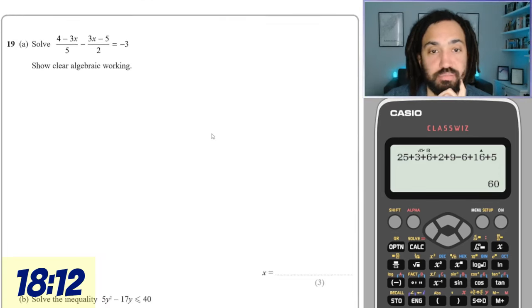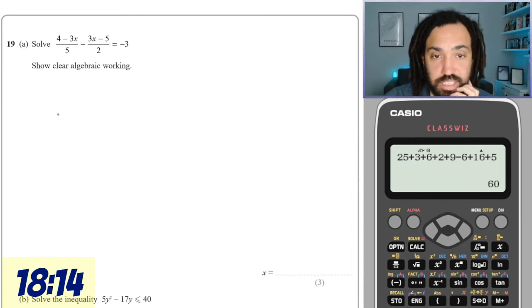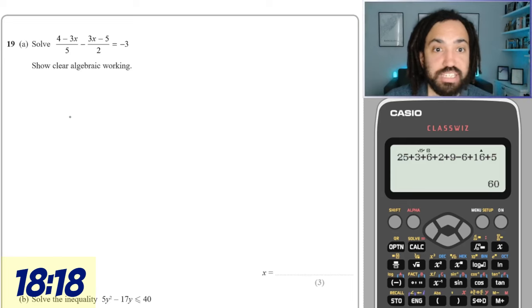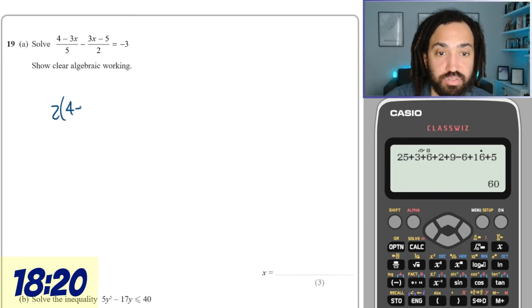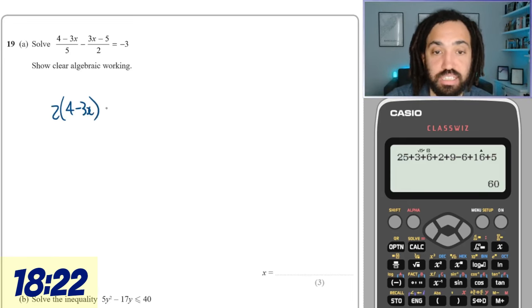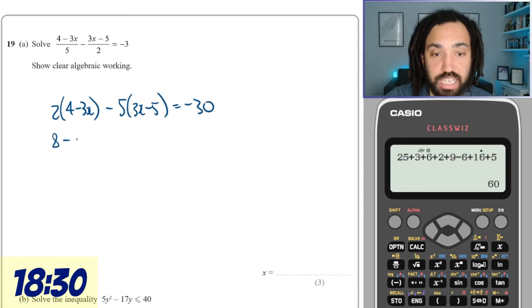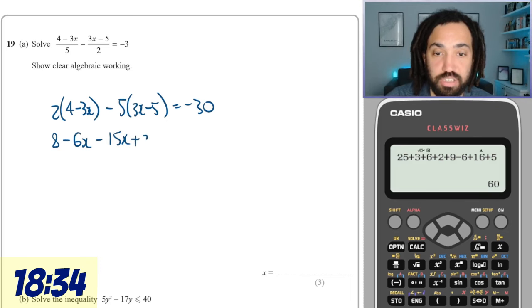Okay, perfect. Right, let's times everything by 10. So that's going to make 2 lots of this, and it's going to cancel the 5 factor, minus 5 lots of this. That's going to cancel the divide by 2, and that's going to equal minus 30. Multiply out the brackets, 8 minus 6x minus 15x. Don't forget to do the double negatives. And that equals minus 30.